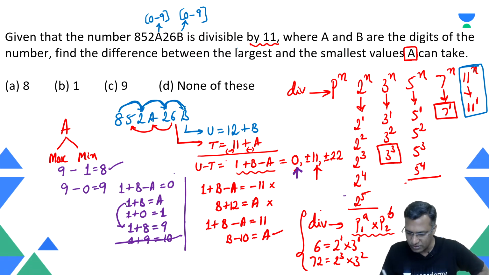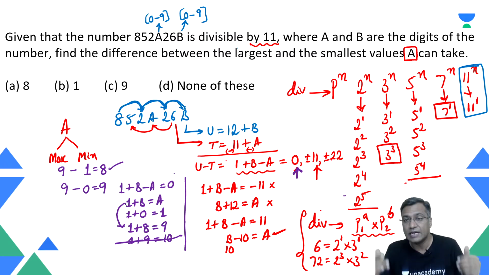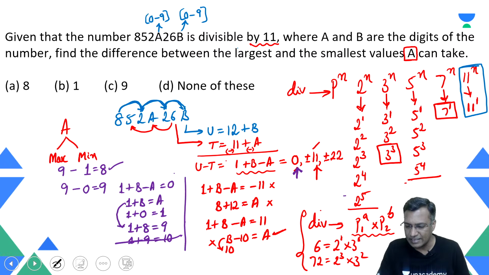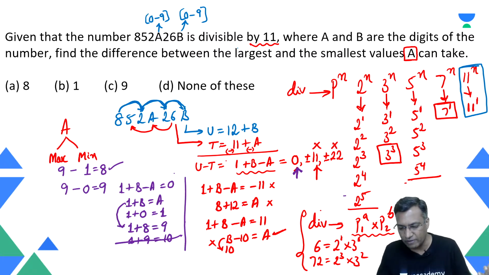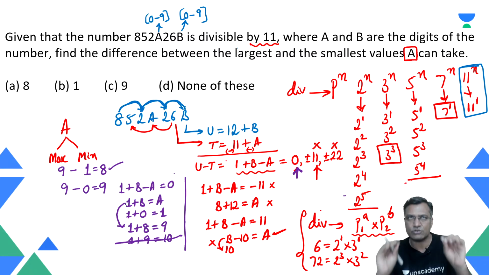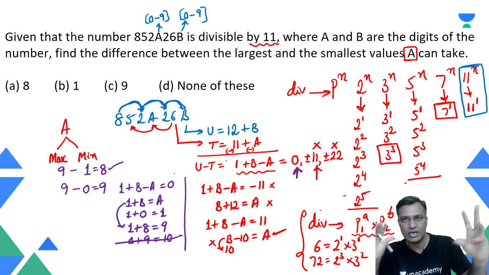To make a positive, I should make b minimum 10, because a is a digit, it has to be positive. That's not possible because b cannot take a value like 10. Not possible. And hence you understand that there is no other case which works in my favor. If 11 itself is not working, then 22 would anyway never work, right? So these are the quick thoughts moving in your mind.